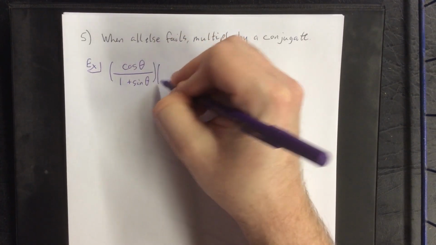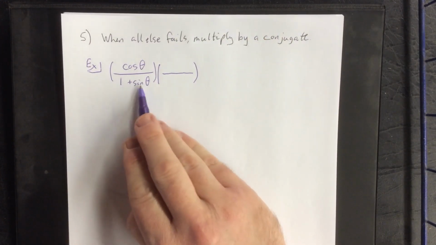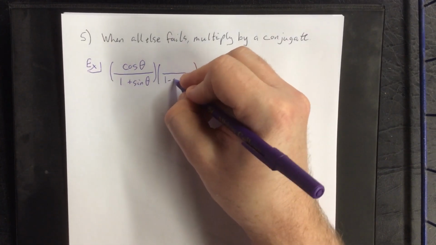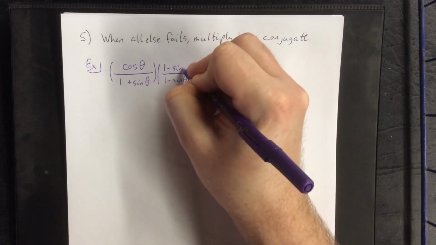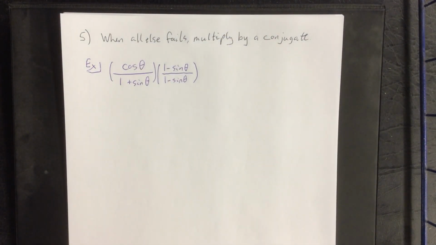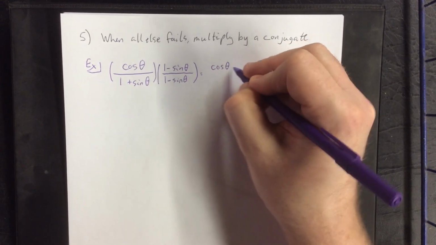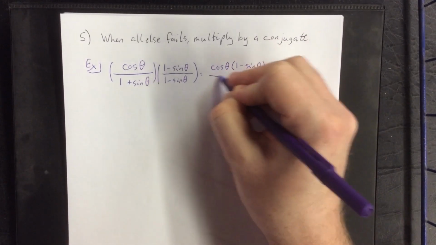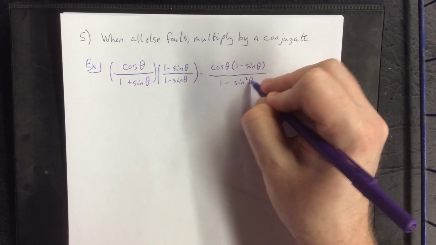So what I'm going to do is multiply top and bottom by the conjugate of the bottom. Conjugates only apply to things that are added or subtracted. A conjugate is simply switch the sign that's between them. This would leave the numerator with the cosine of theta times quantity, 1 minus the sine of theta. And your denominator is going to be 1 minus the sine squared of theta after you expand.